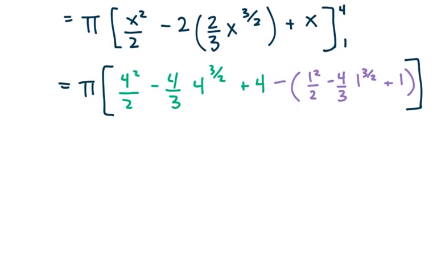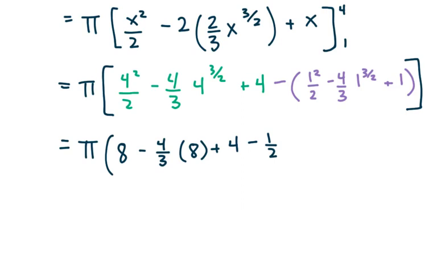So as I look at simplifying this, I have pi. I've got 16 over 2 is 8, minus 4/3. If we think about 4 to the 3/2, you square root 4, you get 2. 2 cubed is 8, plus 4. I would have minus 1/2. That would become plus 4/3 and minus 1. And if I add all of those together, I will end up with 7/6. So my answer here is 7 pi over 6.